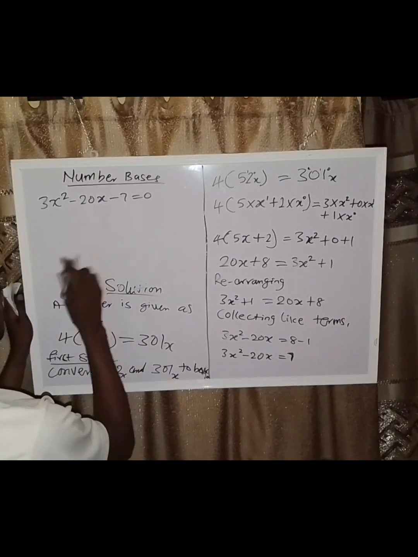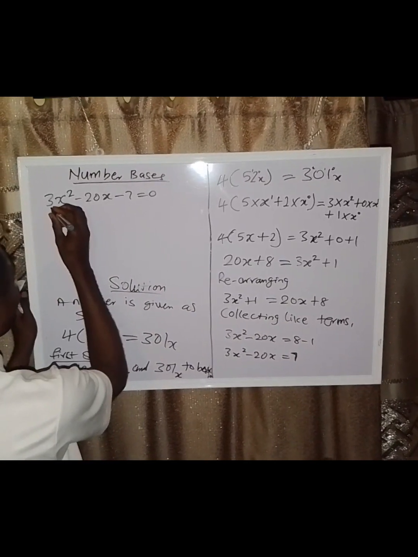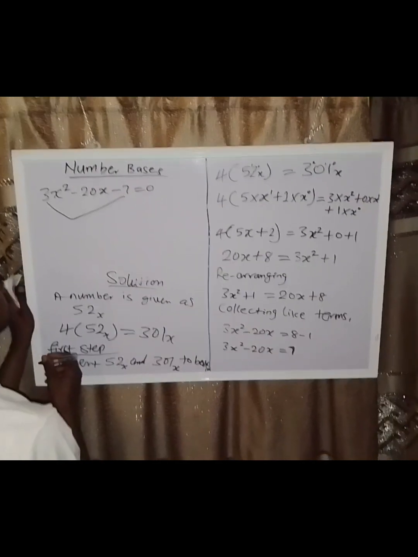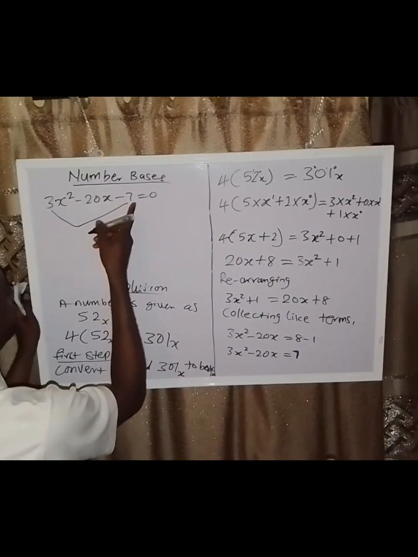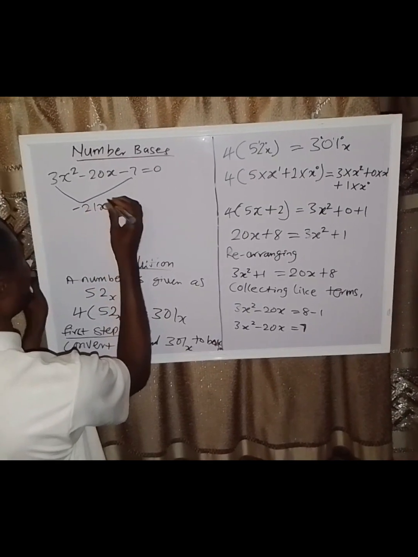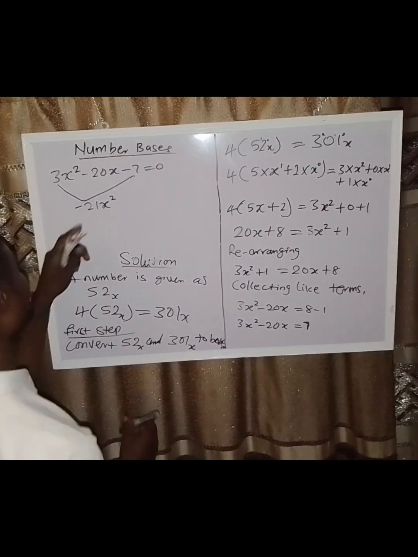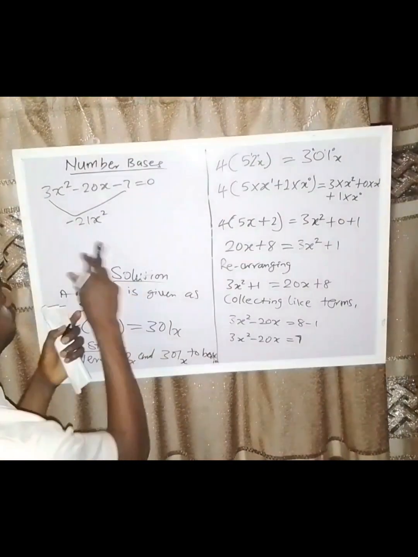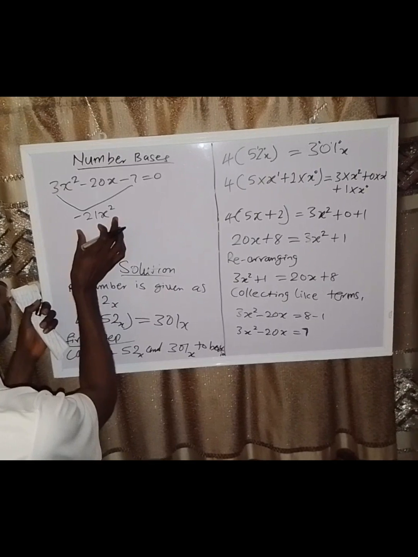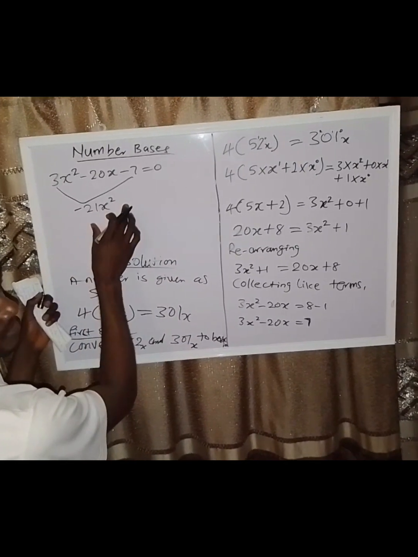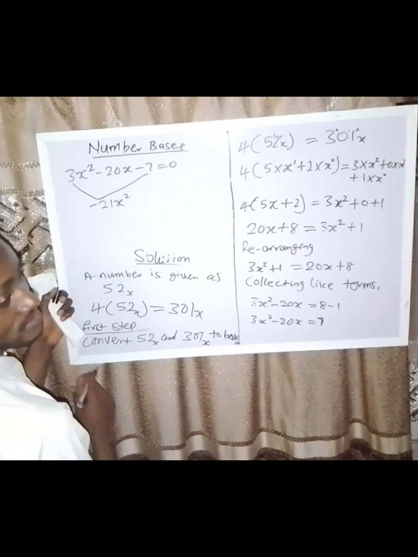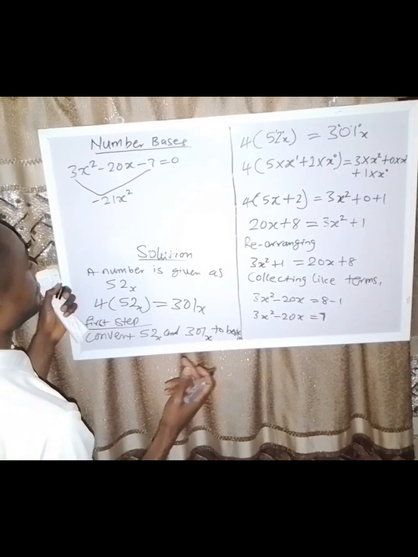By using the factorization method, what you do is multiply the value of x squared and the constant together. So if you multiply 3x squared by minus 7, it gives us minus 21x squared. So what you do now in the factorization method is think of two numbers that, if you multiply them together, you will have minus 21x squared, and also, the same two numbers, if you add them together, you have minus 20x. So what do you think the numbers could be?